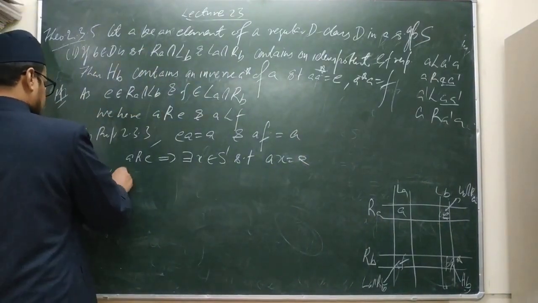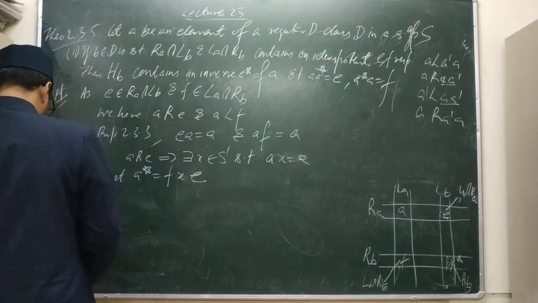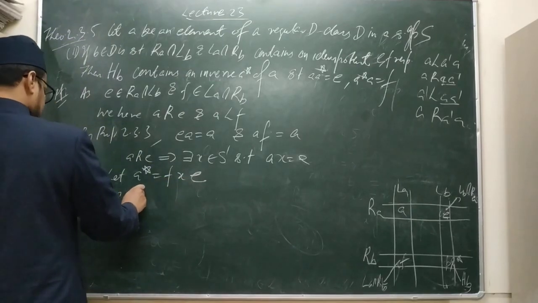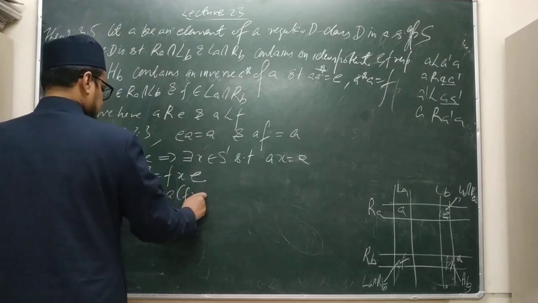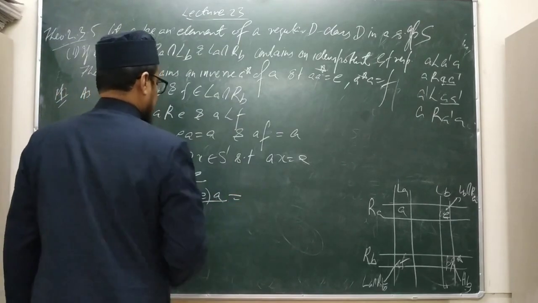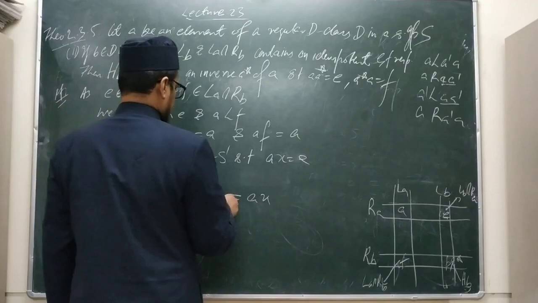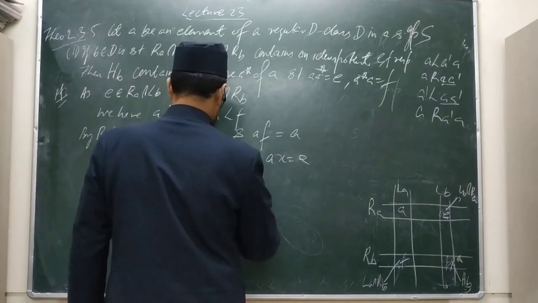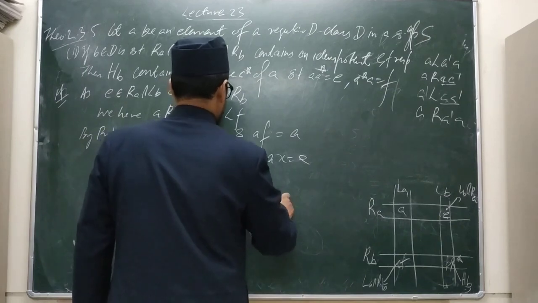Now suppose let A star is equal to FXE. Now we will show that A star is the inverse of A. So we calculate A star A. It will be A FXE into A. Now what is AF and what is EA? AF is what? A. And EA is what? A. So it will be AXA.